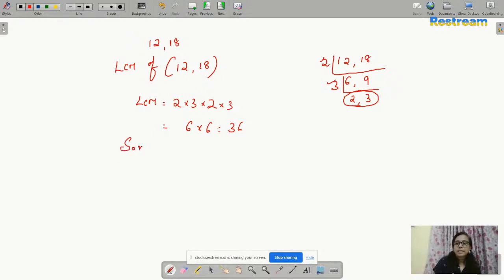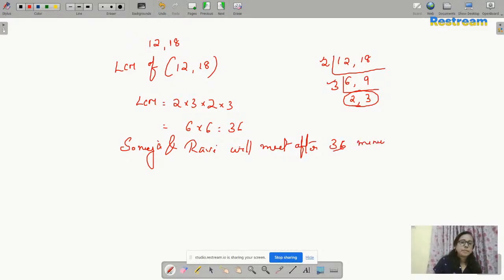Sonia and Ravi will meet after 36 minutes. Do you understand? 36 minutes. If you take the HCF of 12 and 18, just think about the logic behind this.